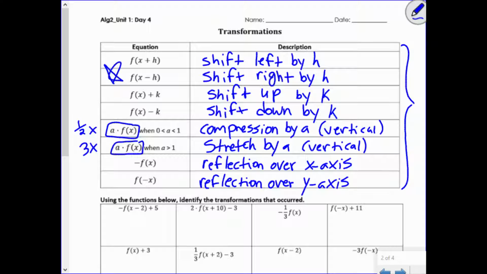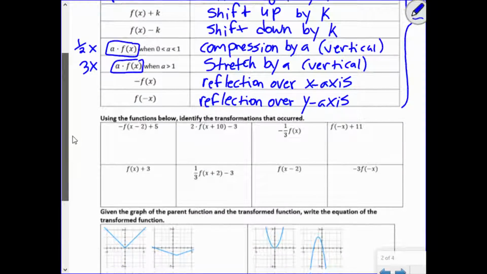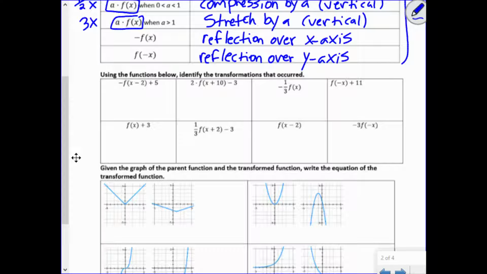Okay, so we have our translate, dilate, reflect. We don't care about rotation. Right? So the first part of our learning targets is to be able to look at a function and decide what transformations are happening. So that's what we're going to do here. We have a bunch of different examples. We're going to look at the examples and figure out what transformations are happening.